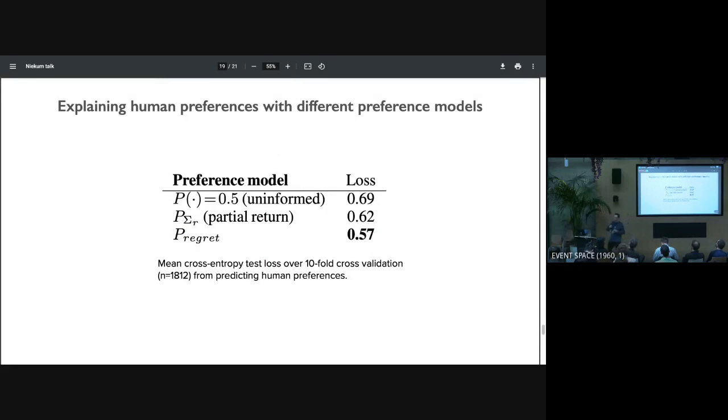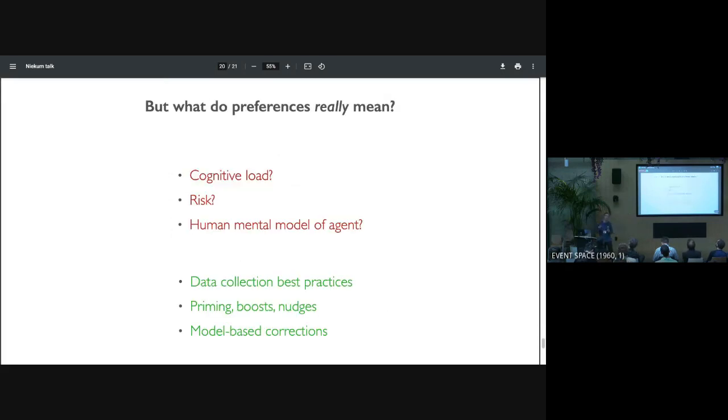But this is just the tip of the iceberg. If we look at behavioral economics, for example, that community knows tons about preferences, and there are all sorts of things, from cognitive effort required to evaluate each option to things like risk or context or choice sensitivity to faulty human models of the agent. And if we aren't correcting for these things somehow or taking them into account, and we're using this for alignment, we're probably going to get misaligned models.